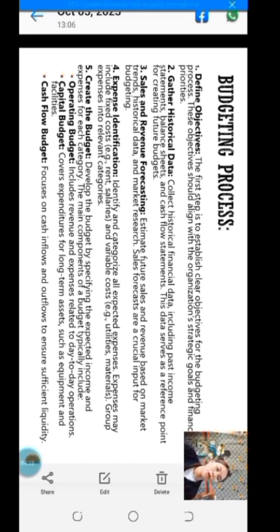So, number 2 is gather historical data. In gather historical data, it includes the past income statements, the balance sheets, and cash flow statements.